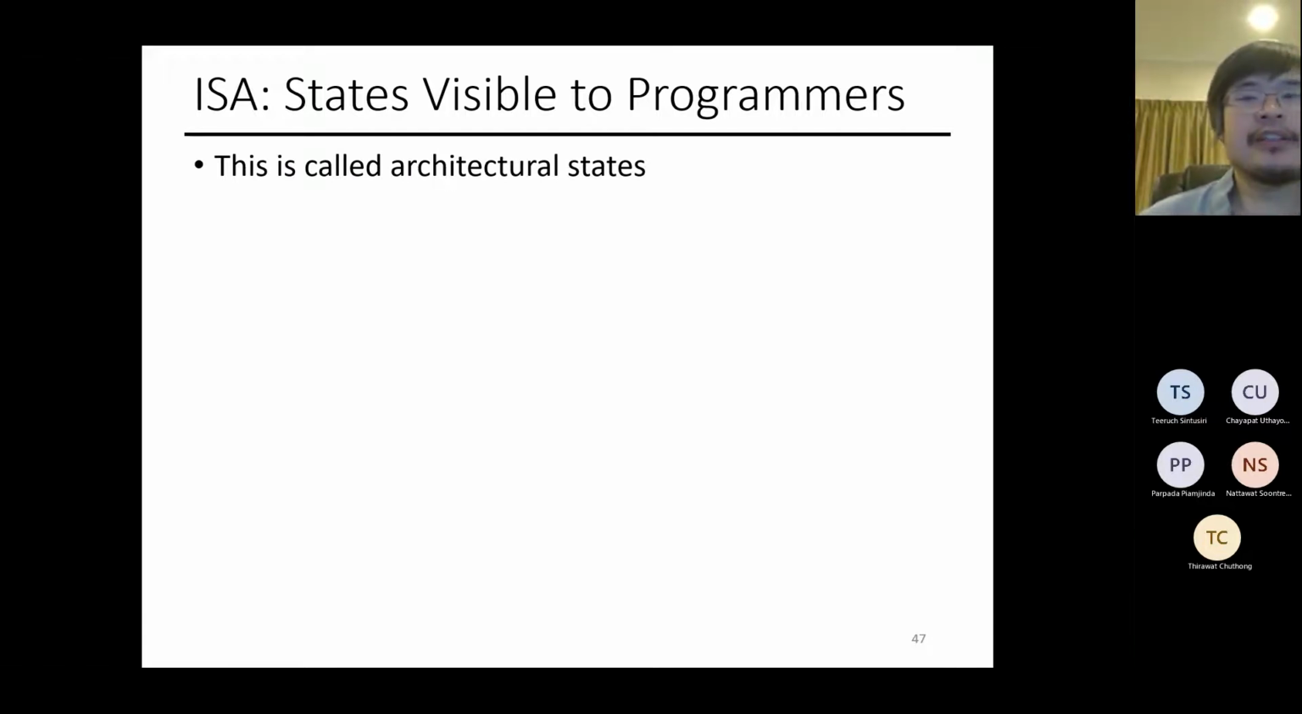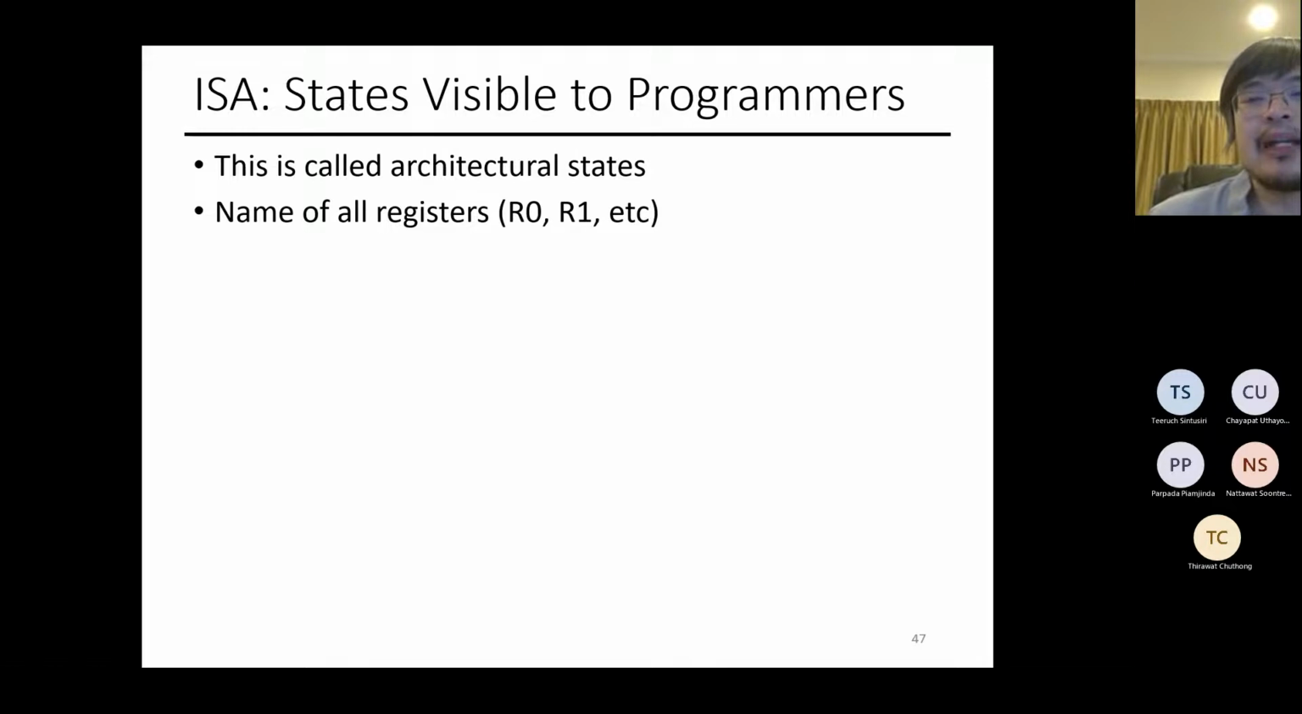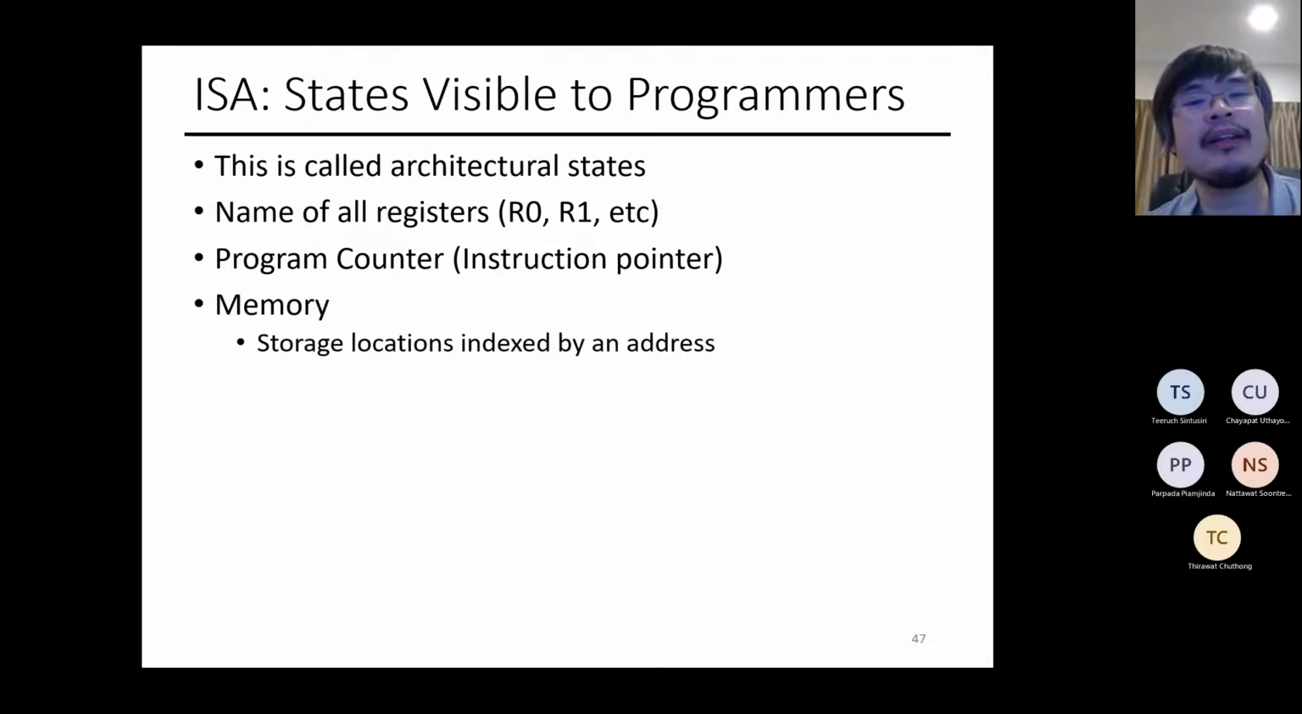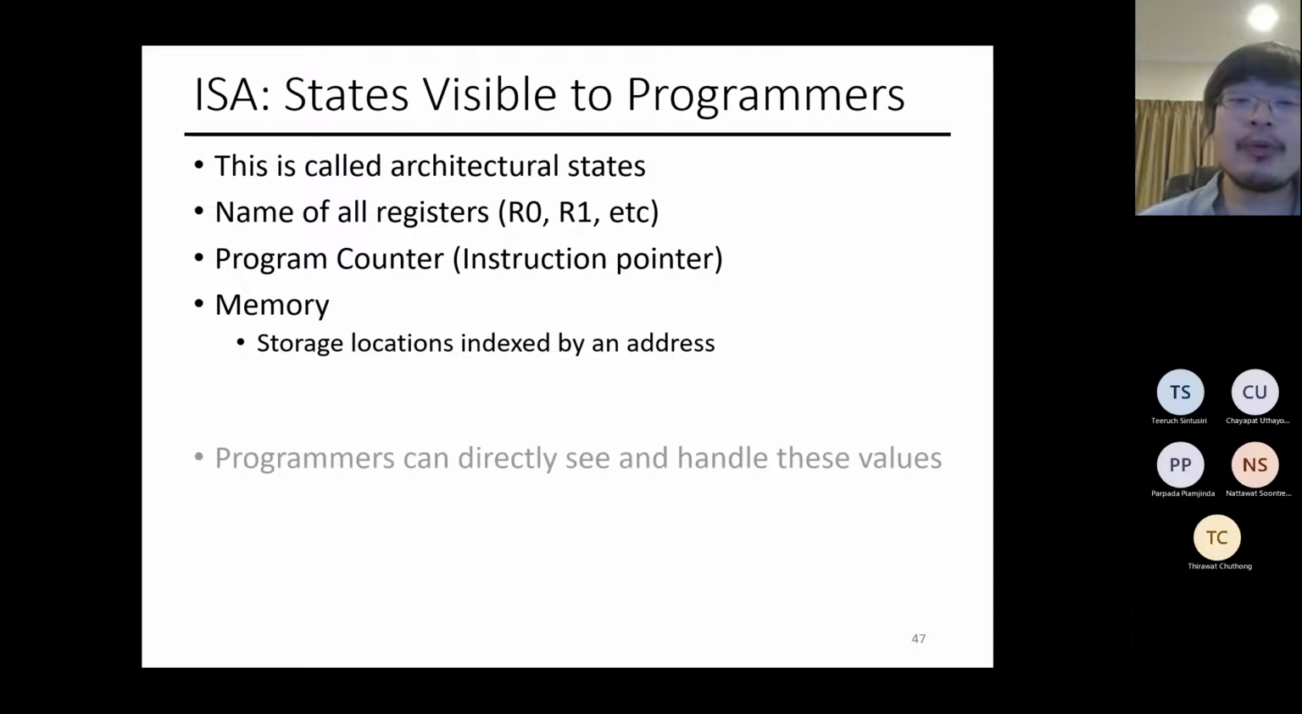Things such as the name of the register, R0, R1, EAX, EDX in x86, the value inside this register, the program counter or the instruction pointer, which is basically what stores the address of the line the CPU is running on right now. These are something that programmer can see. The memory, the storage location indexed by an address. These are what the programmer can see as well. They can control that, they can see that, they can program using these tools. Programmer can directly see and handle the values.